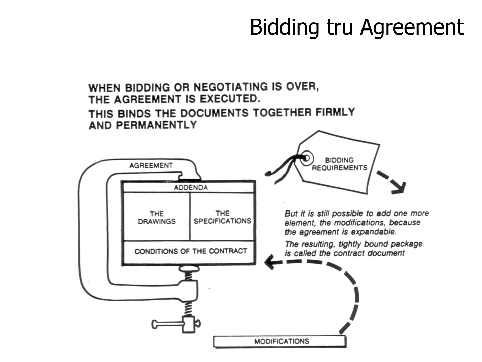Now, keep in mind, binding true agreements. When bidding or negotiating is over, the agreement is executed. This binds the documents together firmly and permanently.